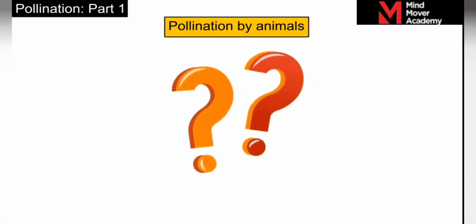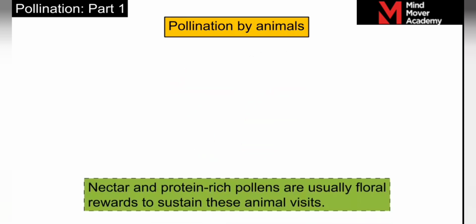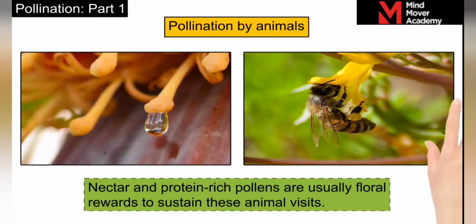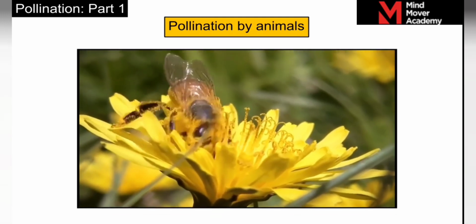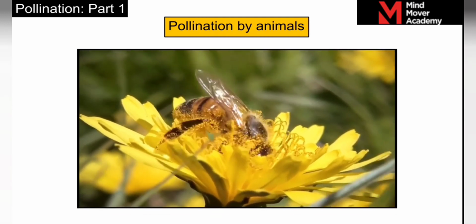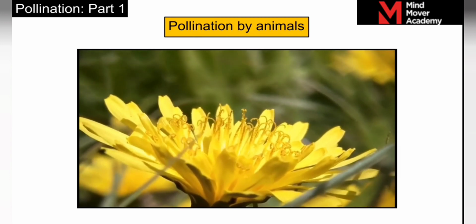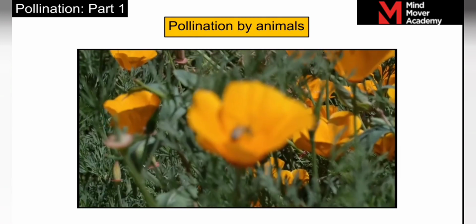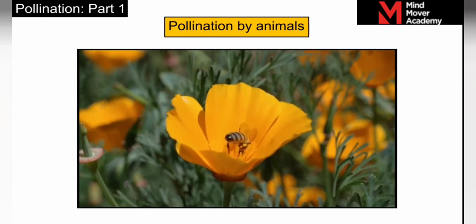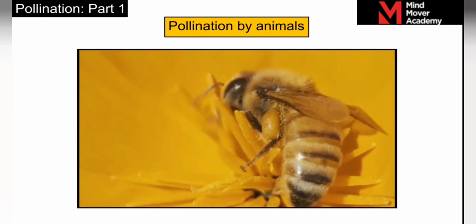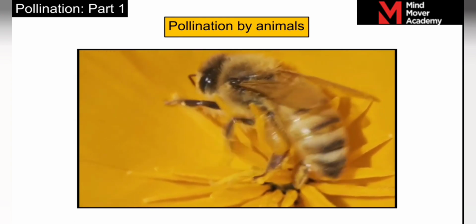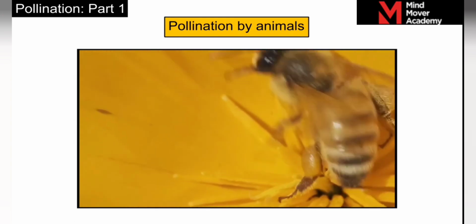But don't you think they do this for free? Do you? Nectar and protein-rich pollens are usually floral rewards to sustain these animal visits. When the animal comes in contact with the anthers and the stigma, the body of the animal gets a coating of pollen grains, because pollen grains are generally sticky in animal-pollinated flowers. When the animal carrying pollen on its body comes in contact with the stigma, it brings about pollination.